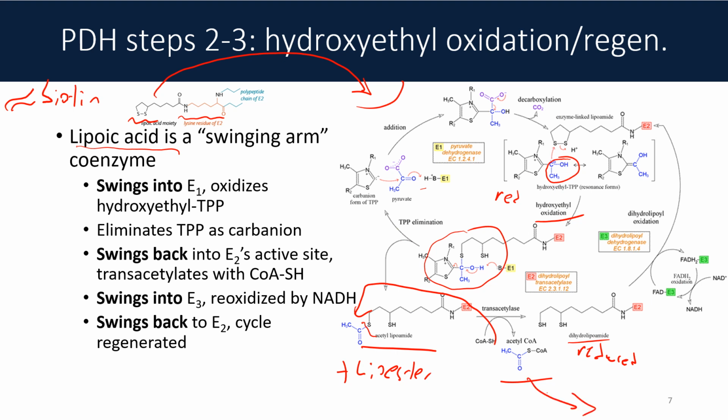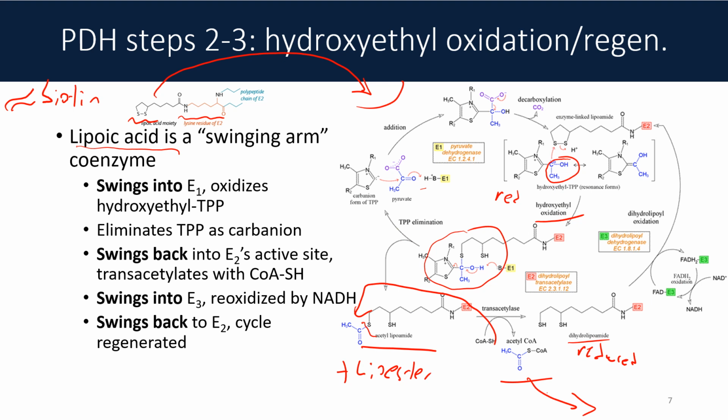However, we're not done yet. We have to regenerate our enzyme to be in its original state so we can repeat this process with another additional pyruvate molecule. We need to reoxidize our dihydrolipoamide back into lipoic acid. That is where E3 comes into play.